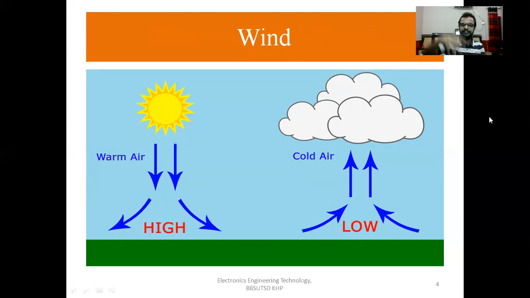So when the sun gives heat to the air, that is warmer air, and warmer air means there is high pressure. So wind moves from high to low pressure as shown on the screen. At night or in the cloudy season, there is cold air. So air moves from high pressure to low pressure, and that movement of air is known as wind.